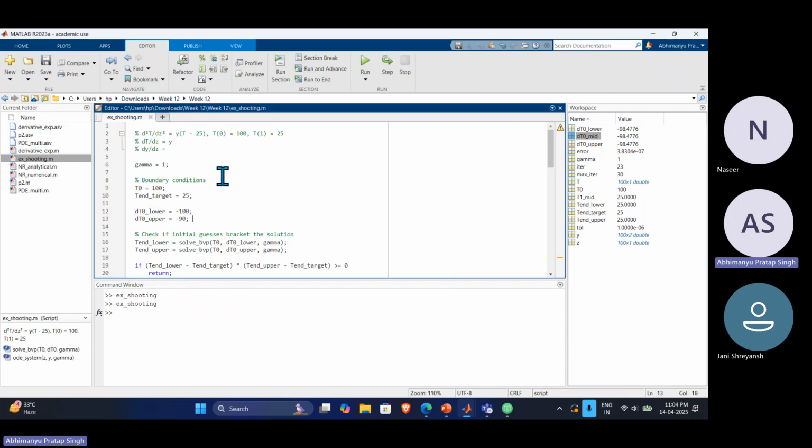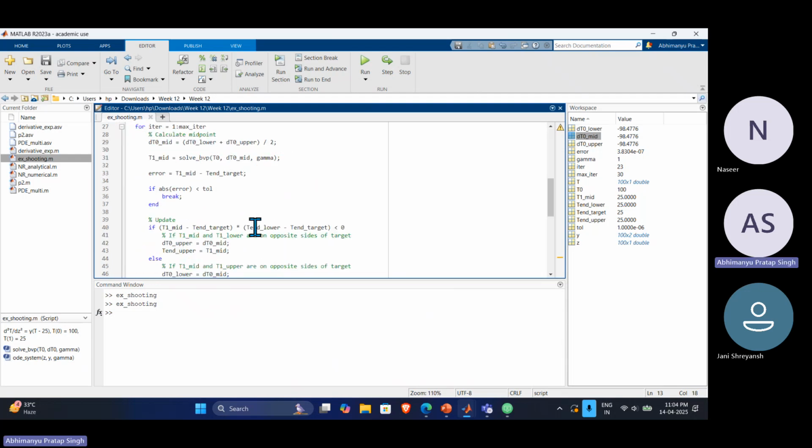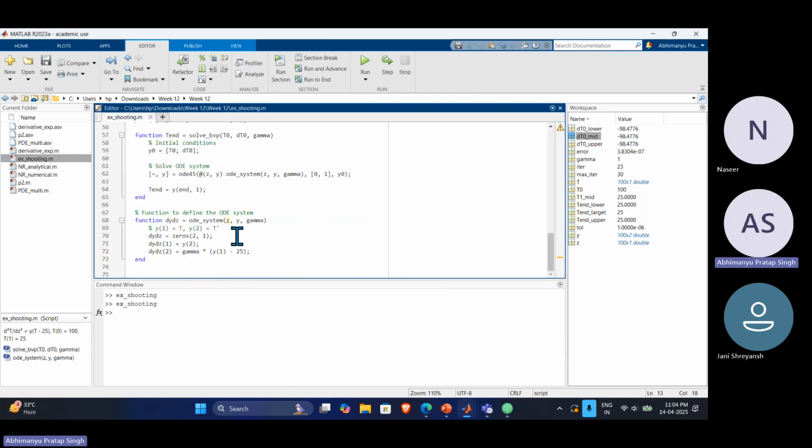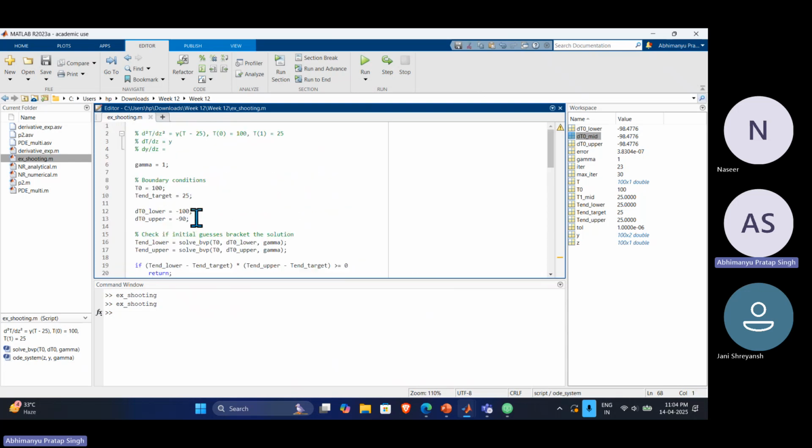Okay, so similarly, we can do this for any problem. We just need to change the ODE system, and everything else remains the same. If it's a second order ODE, we just need to change this function, and the rest of the things remain the same. Also, we need to make sure that the two initial derivatives that we are giving are on the other side of the zero. Okay.